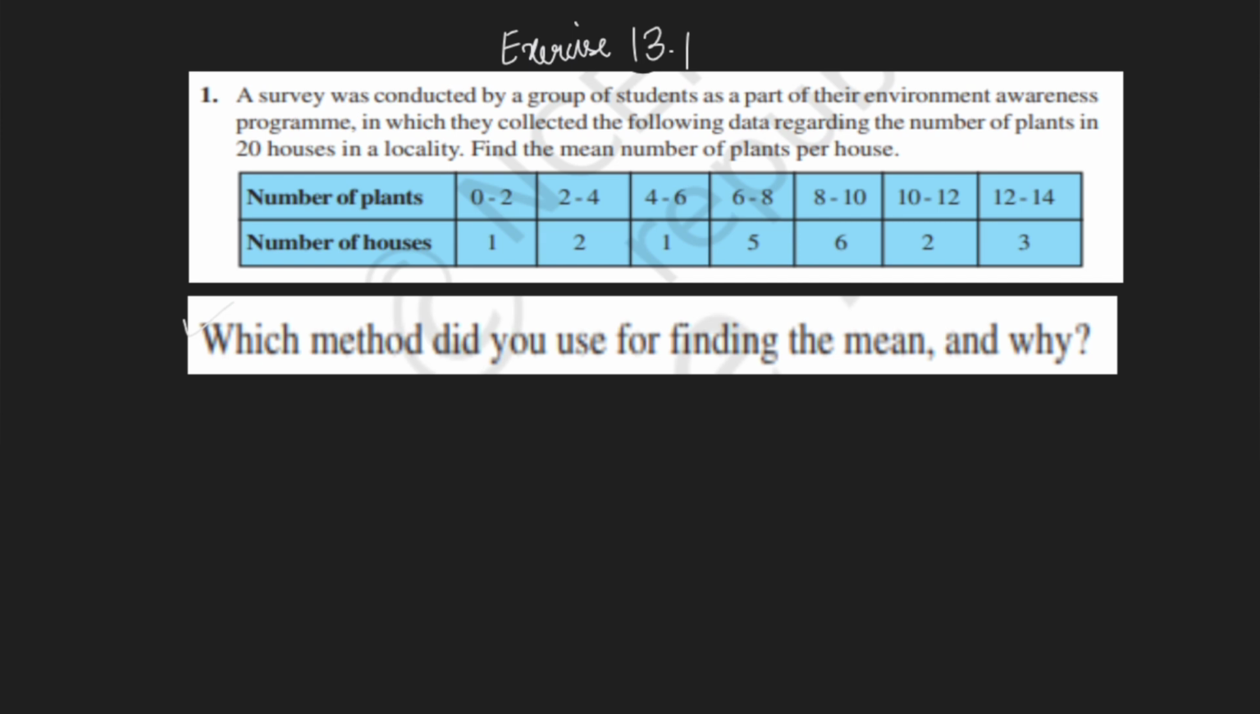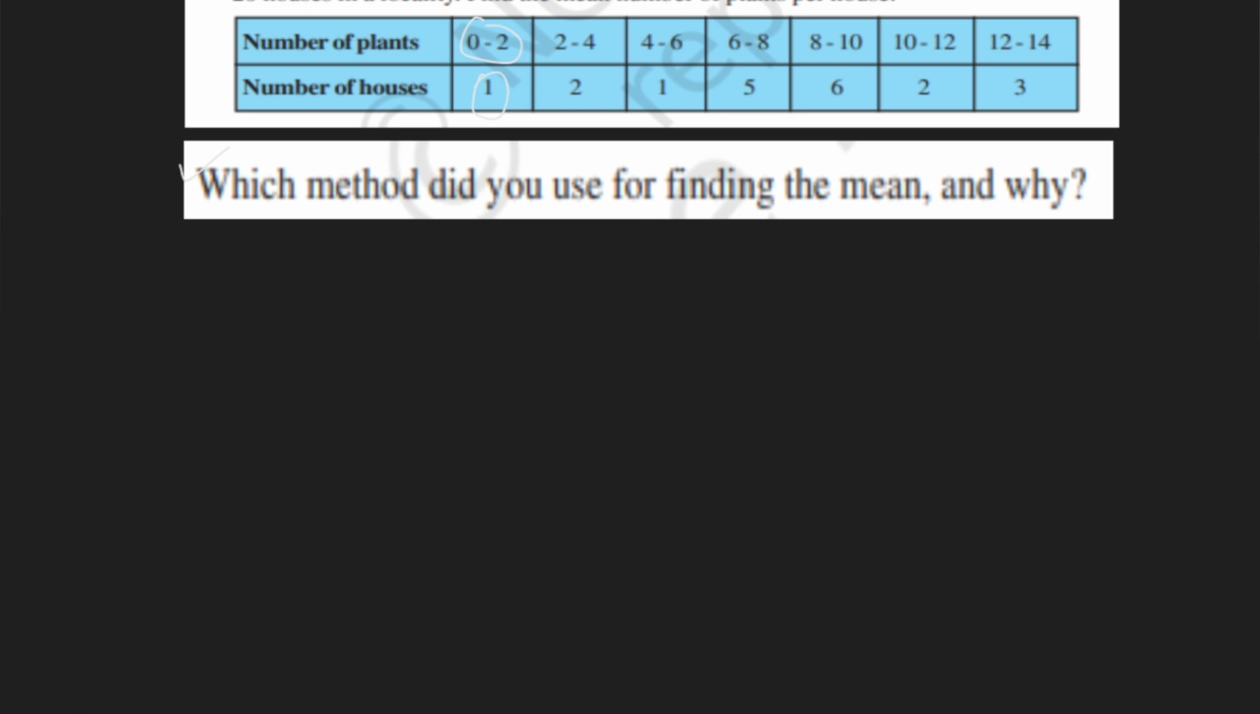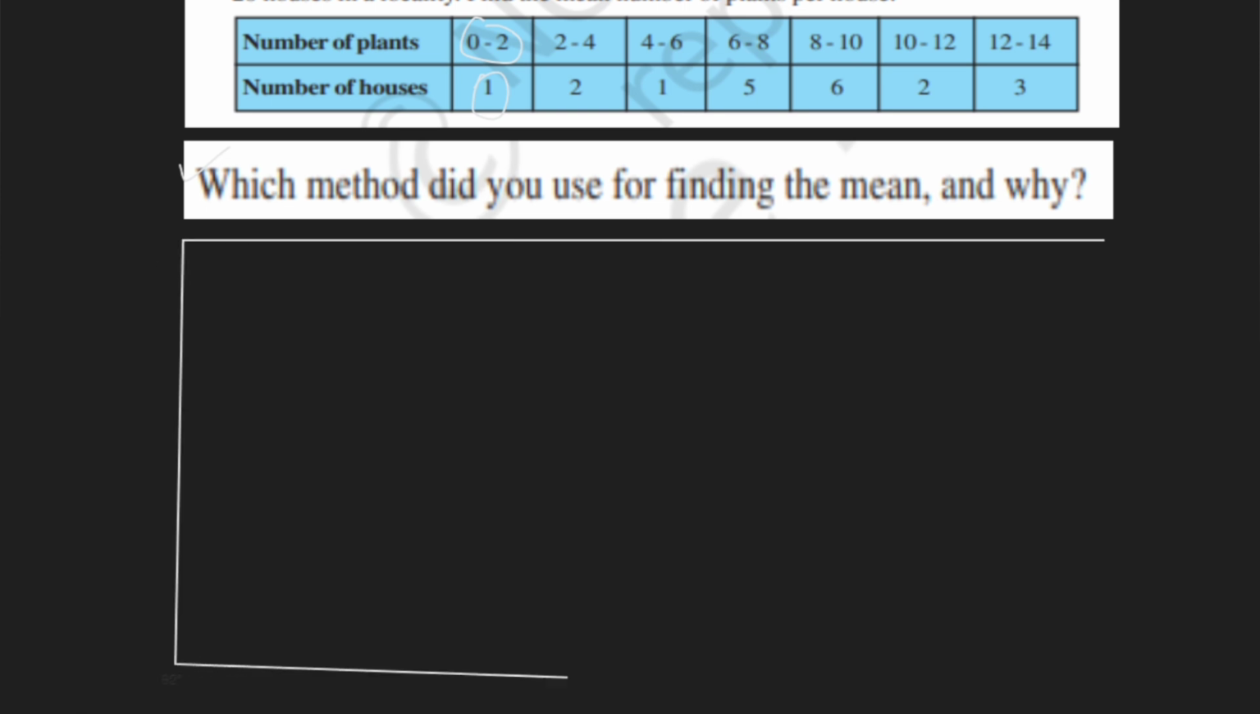Here we will use the direct method, since you can see the value of the number of plants or the number of houses is small. So we can use the direct method to find the mean here. Let's get started. To solve this, the first step is to draw the table with 4 columns, and we're using the direct method here.